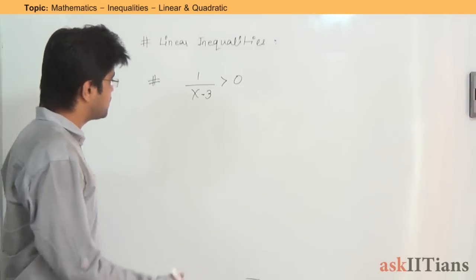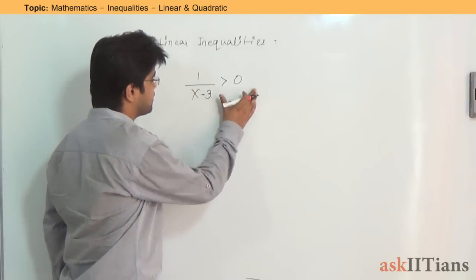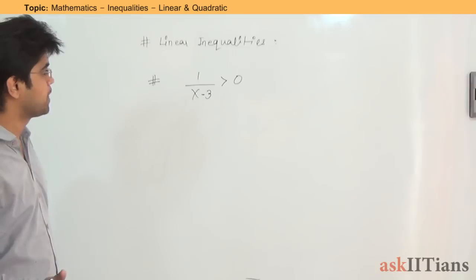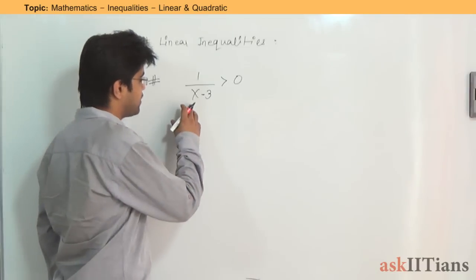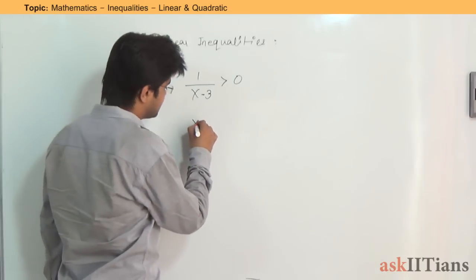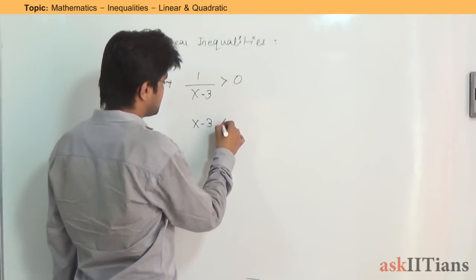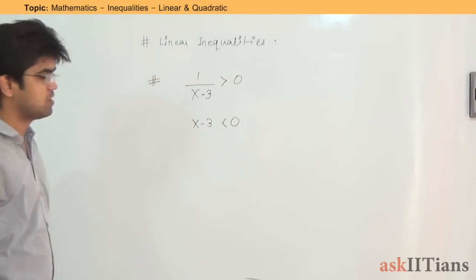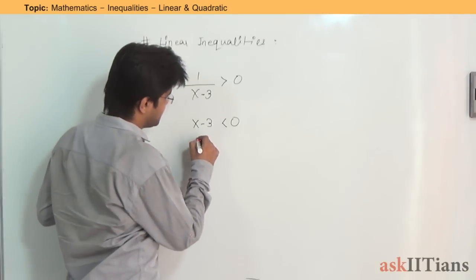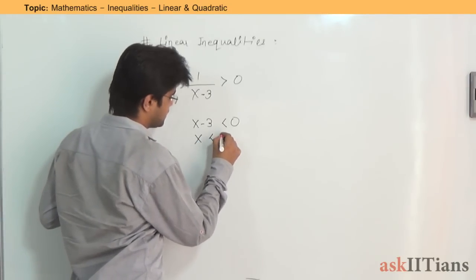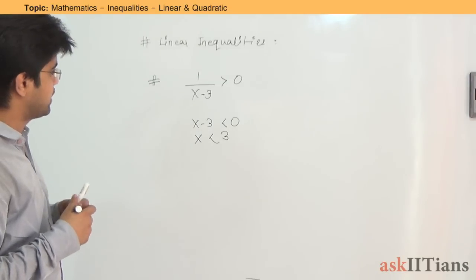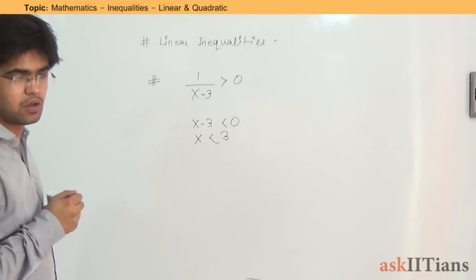Now obviously you would want to multiply this x minus 3 with 0 here. That cannot happen because we are multiplying a factor with 0. So what we are going to do is take the inverse. If we take the inverse, then this x minus 3 will come in the numerator, but the sign will change. So if the sign changes, that means x must be less than 3.